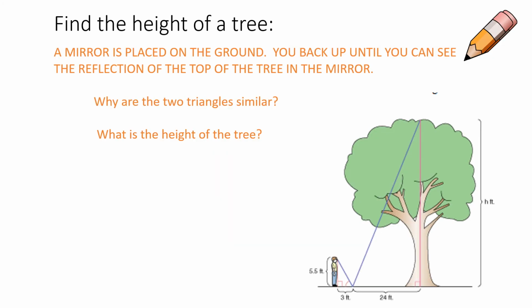So here in a real life example, we want to find the height of a tree. A mirror is placed on the ground. You back up until you can see the reflection of the top of the tree in the mirror. So we want to ask, why are the two triangles similar?